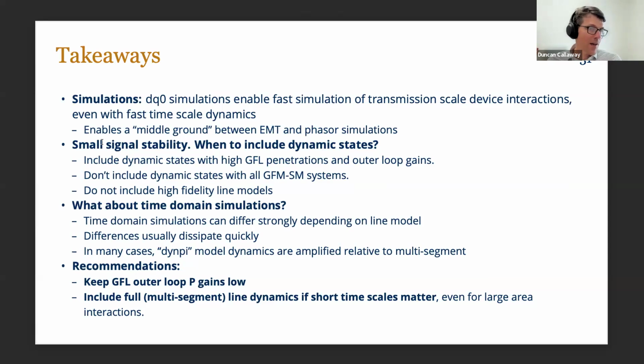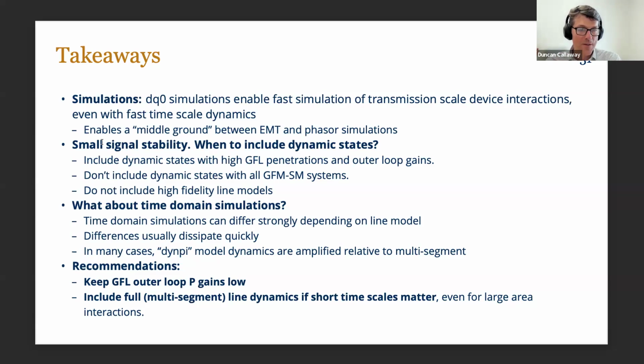And then what we see is that it does not appear to be that important to include these very fast dynamic states for small signal stability with all grid forming inverter synchronous machine systems. And so far, what we see is that the very high fidelity line models, these multi-branch, multi-segment models, aren't required for doing any of this. It's sufficient to have a dynamic pi model. I think that requires a little bit more investigation.